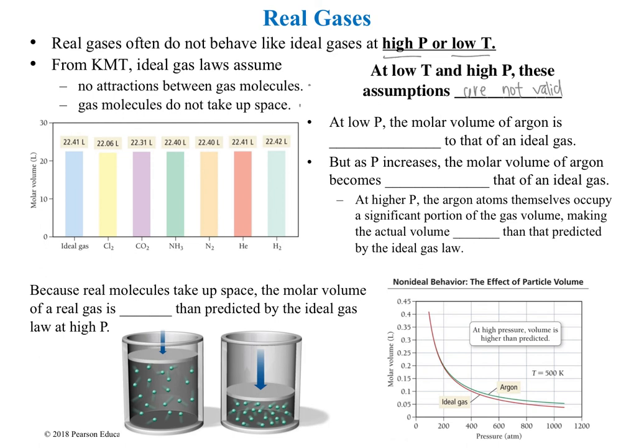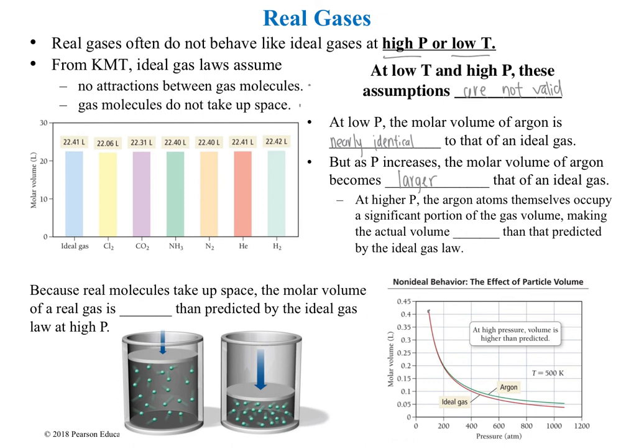Let's explore why. Under low pressures, the molar volume of argon is basically identical to an ideal gas. So if you look down below, when we have a really low pressure, argon is lined up with an ideal gas. Ideal gases are red and argon is green. When we increase the pressure, argon starts to deviate from that. As the pressure increases, the molar volume is larger than an ideal gas.